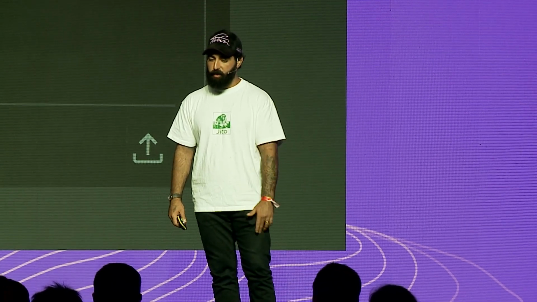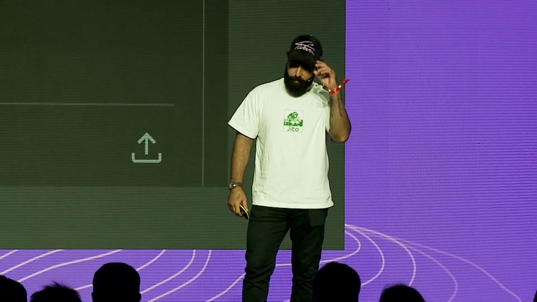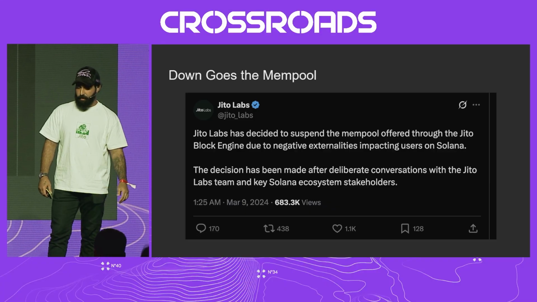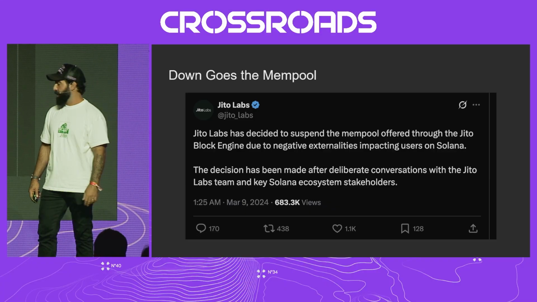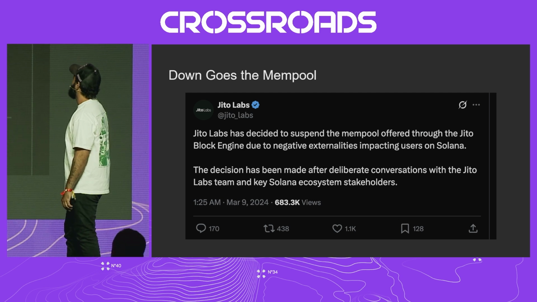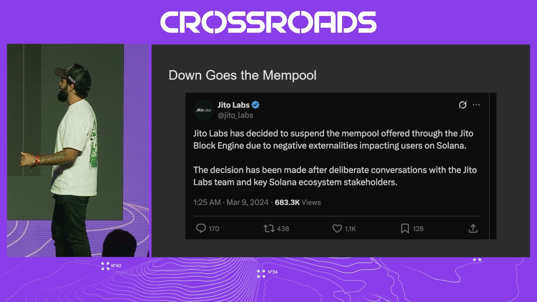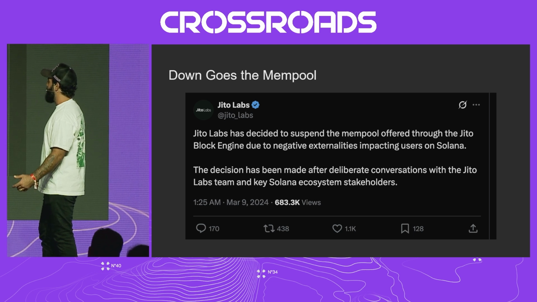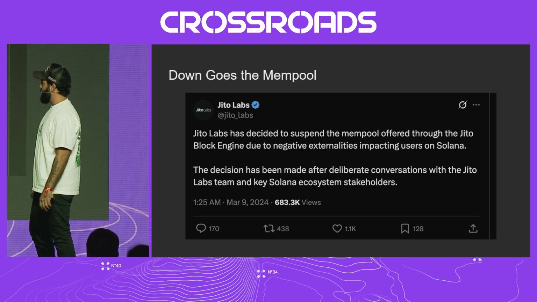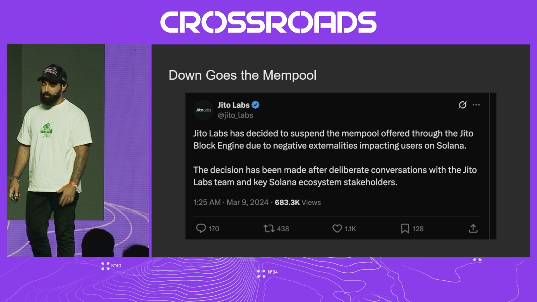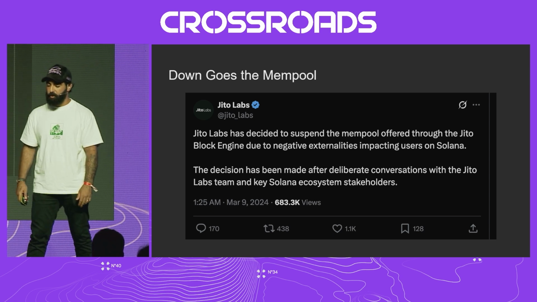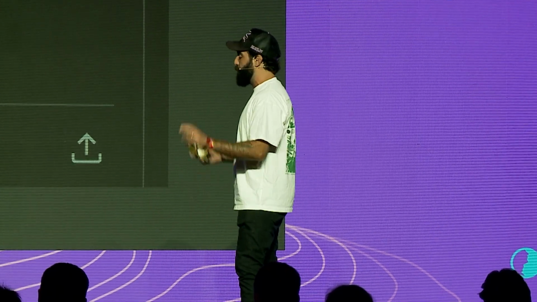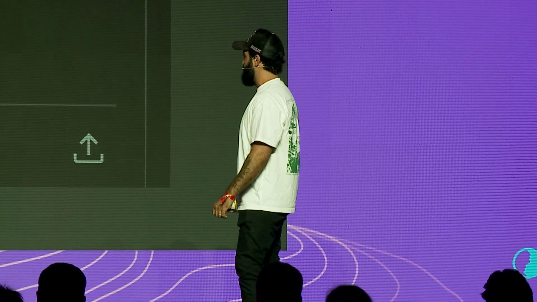So down goes the mempool. This was very controversial. It was a fun time. It was at the height of things, with great engagement on the tweet, and we just shut it off. The idea was we don't want to be responsible for users getting sandwiched, and also it was really hard to maintain the infrastructure for it. So we're back to mempool-less, but really there are private mempools that exist today.